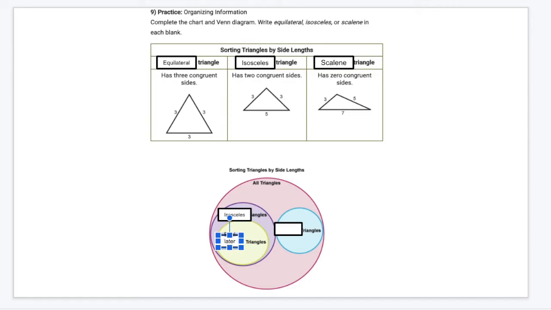Let me make that a little bit bigger so that you can actually see it. So that smallest circle is going to be equilateral triangles, because only a very small amount of triangles can be equilateral, compared to isosceles triangles where we have broader options, just because we can have that one side that's not congruent. And then finally, on the flip side, not related to either of these 2 kinds of triangles, because we have no congruent sides at all, is going to be scalene triangles.